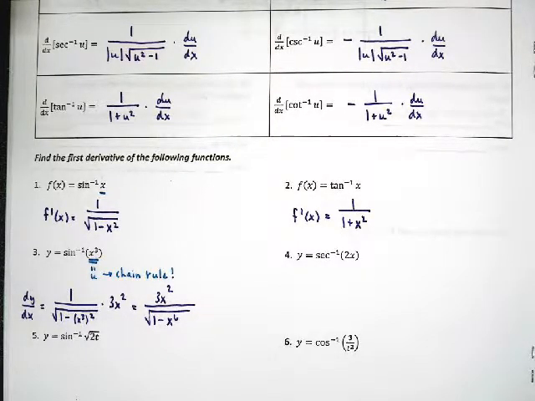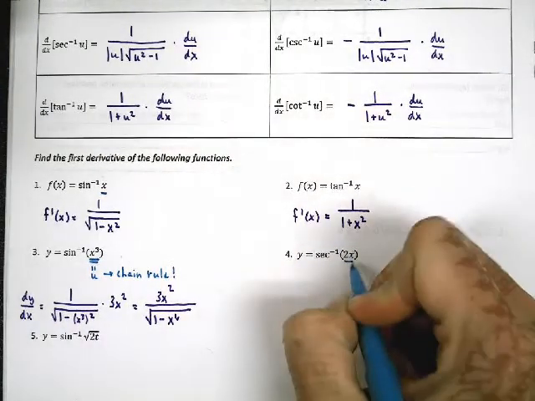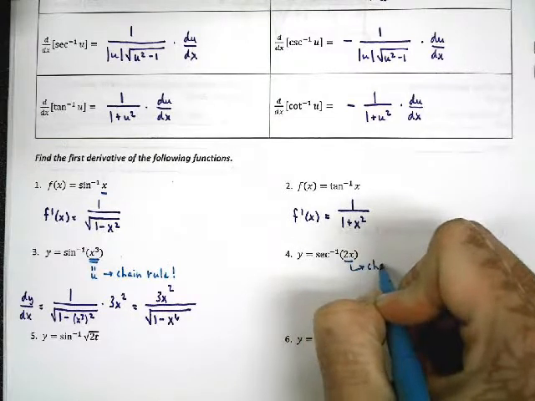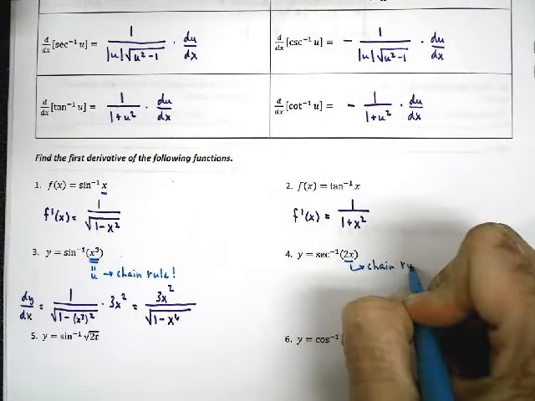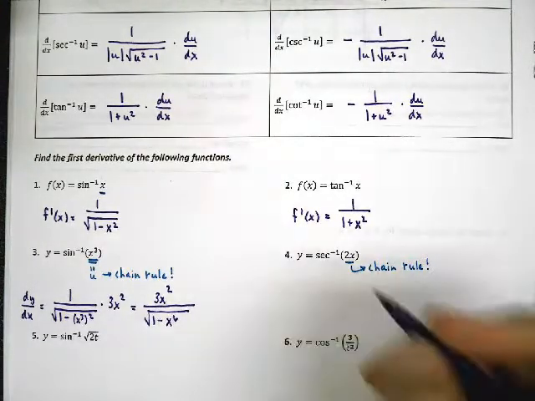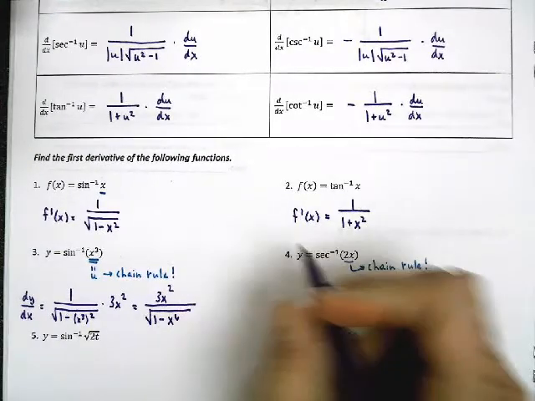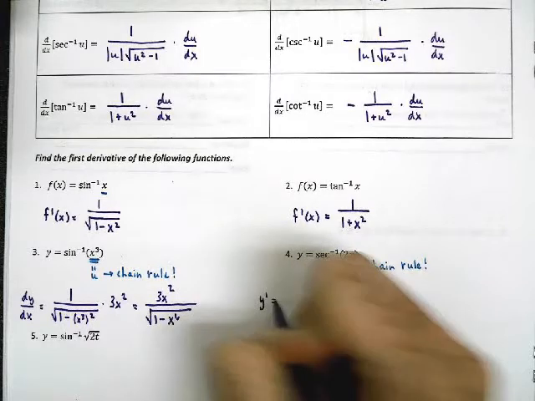Okay, number 4, I have inverse secant. Again, because this is not just x, it's a 2x, I have to watch out for that chain rule. So let's see how this one's going to work out. I know I'm going to use this notation here. Again, we have to be familiar with all the different types of notation. So I'm going to say y prime.